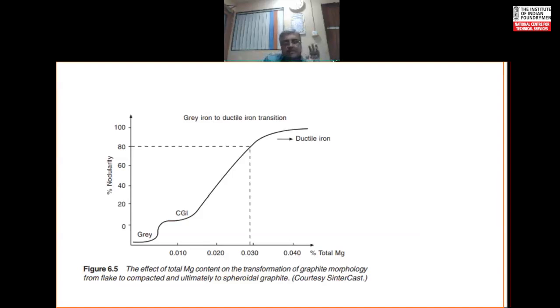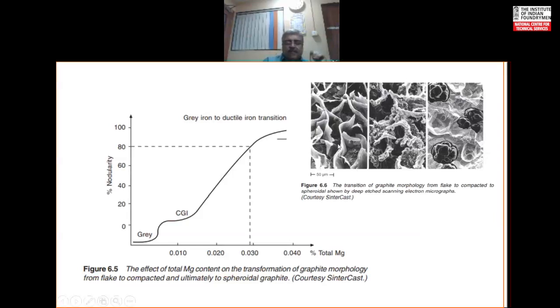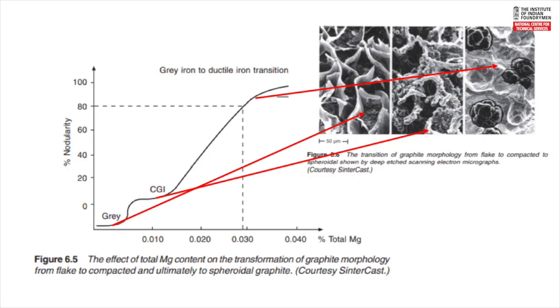So as you increase the magnesium content in the melt, how does the gray iron structure change? The graphite goes from flake to compacted graphite, or vermicular graphite as it is also called, and then it goes to ductile iron or spheroidal graphite iron. So as the magnesium content increases, the form of graphite changes. You move from gray to compacted graphite to spheroidal graphite.